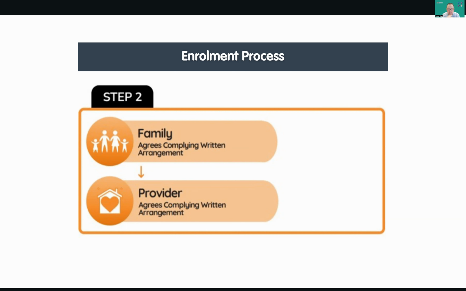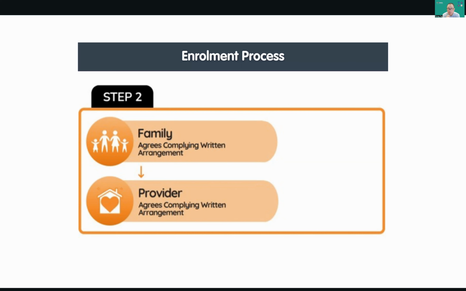Now, the key people in this step are the family and the provider. Once an individual makes a claim for CCS with Centrelink, the provider must first enter into an agreement with the individual on a planned arrangement of care for the child.